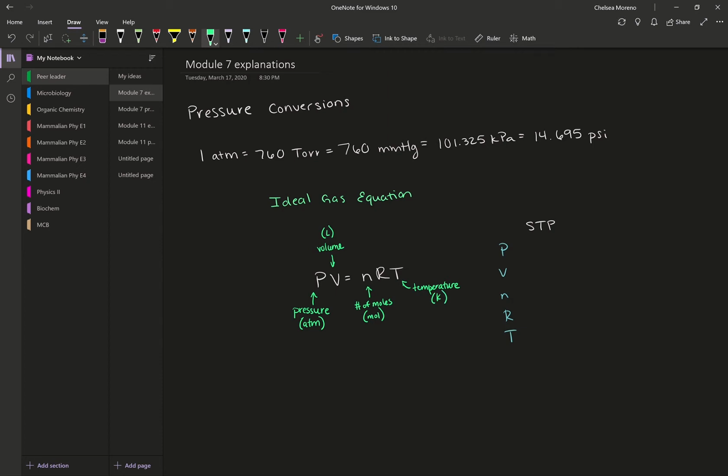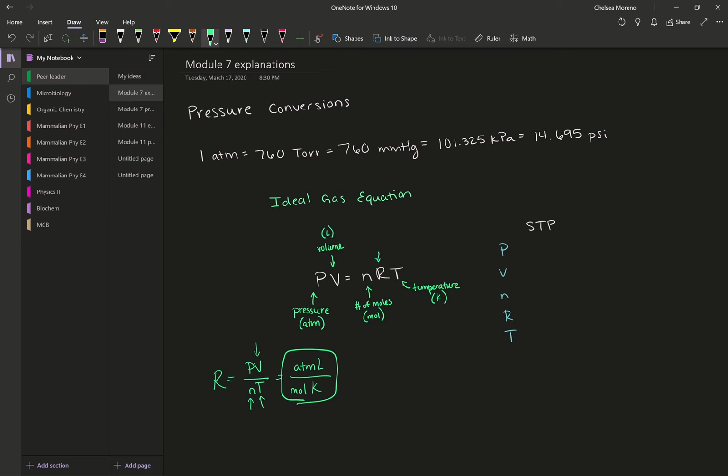So the reason why I skipped R is so I can make sure you guys know how to get your units for R. Looking back at algebra, we know that we can isolate this equation to find R by itself, right? So we can say R is equal to PV over nT. So I'm going to plug in our units. Pressure is in atmospheres, volume is in liters, n is in moles, and T is Kelvin, right? So this is how I find my units for R. Just in case you forget, you can do this as well on your exam.